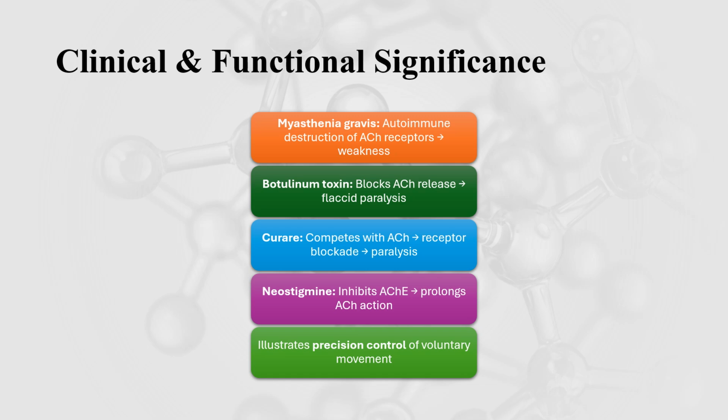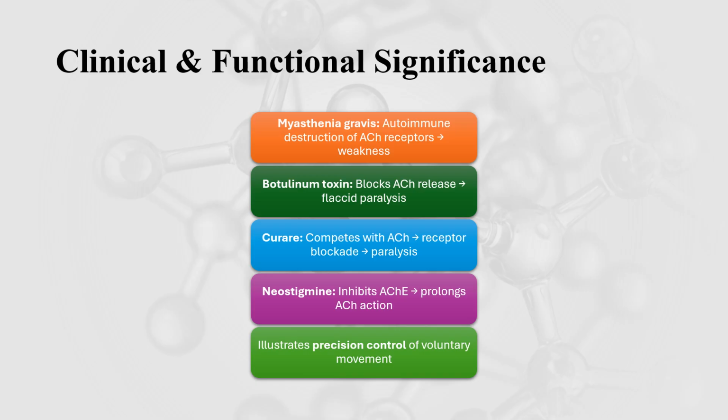Then we have curare, the famous arrow poison from South America. Curare acts as a competitive antagonist at the nicotinic receptors. It occupies the acetylcholine binding sites without activating the channel, effectively blocking sodium influx and preventing depolarization. This produces reversible skeletal muscle paralysis, which is why such agents are used in anesthesia to induce muscle relaxation. However, note that the heart and smooth muscle remain unaffected. Their receptors are muscarinic and not nicotinic.